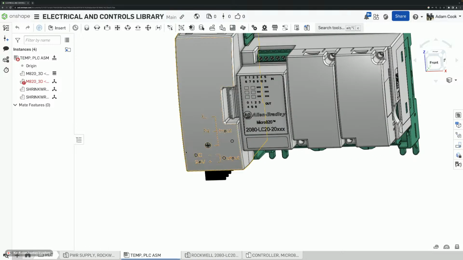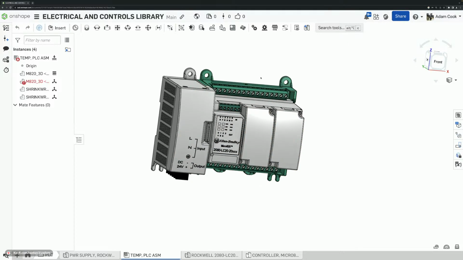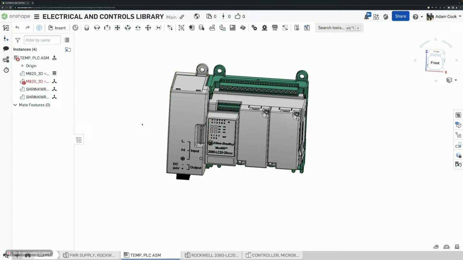I would say that as time goes on, for quite some time now, a lot of companies are shifting over to DC 24 volt power supplies. So that's what we'll be using, and that's what's here.